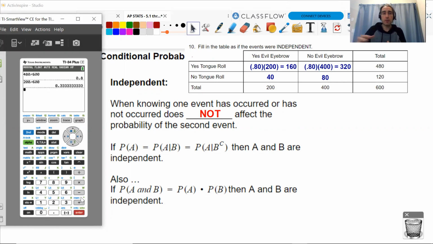Now, if you multiply those two numbers together, let's do that real quick. 0.8 times, I'll just do times 1/3 since we know that does reduce. That gives you 0.266 repeating. Now look at the probability of yes to both. That's 160 out of 600. It's the same. That happens for independent events. You can verify it using some quick math, but take my word for it. When they're independent of each other, the individual probabilities will multiply to their and probability. So that's another way to check too.